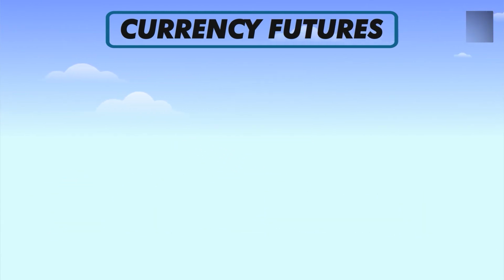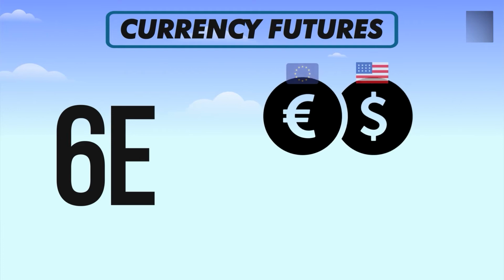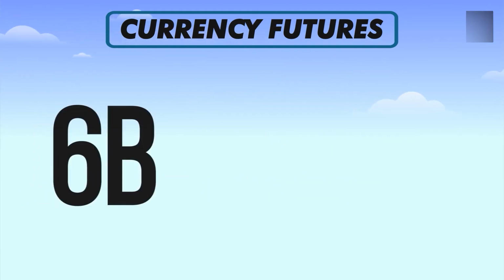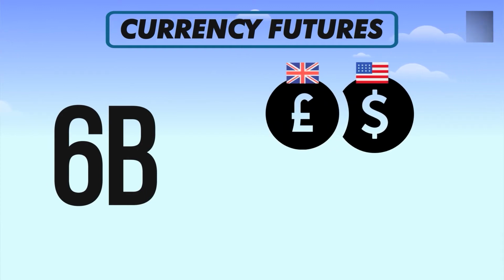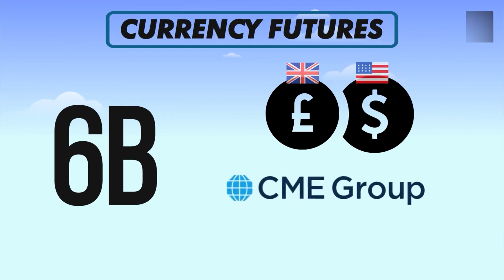Currency futures. 6E. This is the Euro to US dollar, also traded at the CME. 6B. This is the symbol for the British pound to US dollar, and it is traded on the CME too.